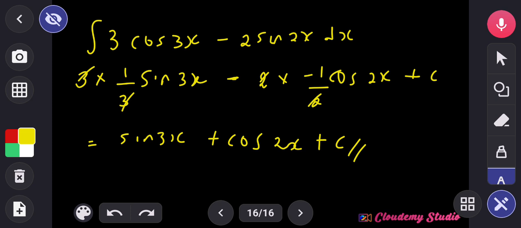In the next video, we are going to be talking about other aspects of integration, like integration by substitution, integration by partial fraction, by parts, and so on and so forth.